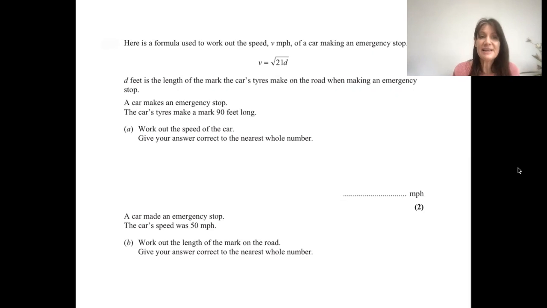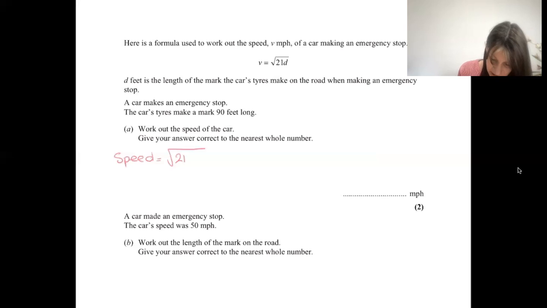Okay, so here is a formula used to work out the speed, V, of a car making an emergency stop. Now, one of the things that you could do is start maybe rewriting this so that it's easier to follow. They're telling us that V is speed. So we could just write down, okay, speed equals square root of 21 times D. It's squashed together, so it means times. Now, I just need to know what the D means.